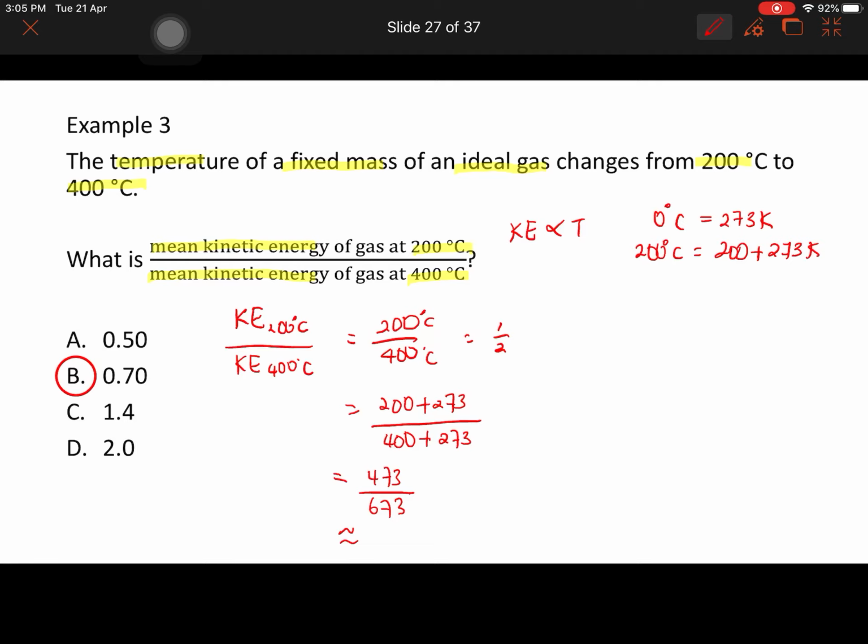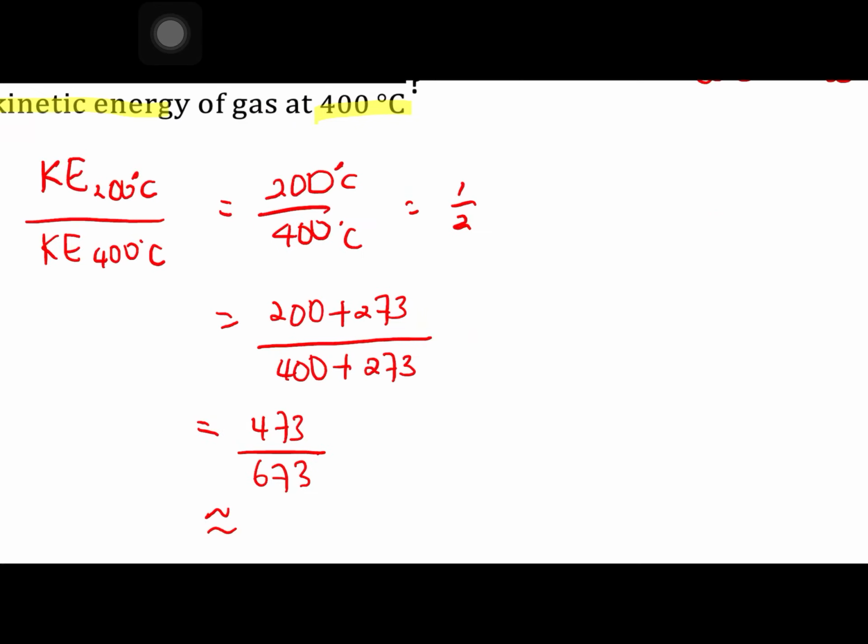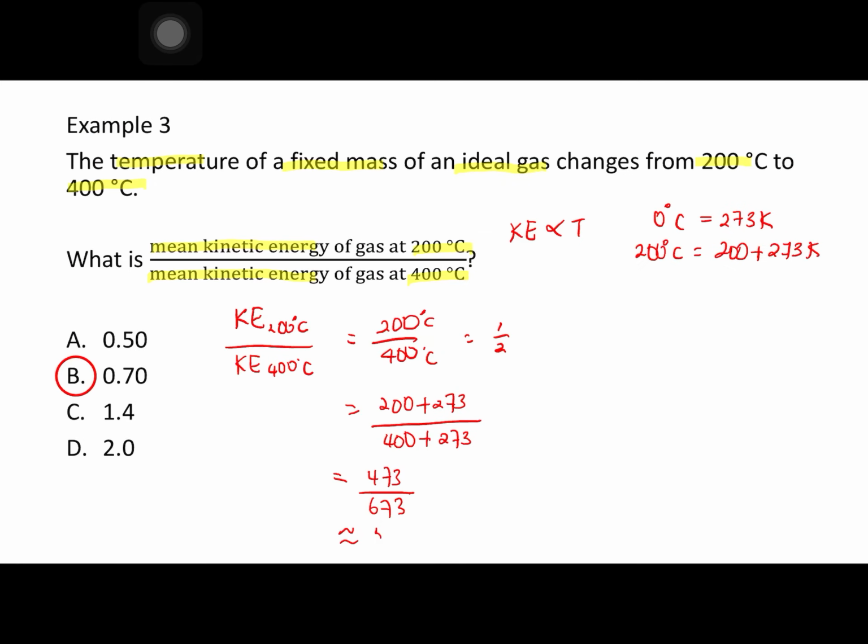Now because it's MCQ, you cannot use your calculator, so you need to approximate it. It will be about 500 to 700. Cancel away the zeros, you get 5 over 7. You know that 5 over 7 is definitely less than 1, so C and D will be out. And since it's definitely not half, the best answer will be B.